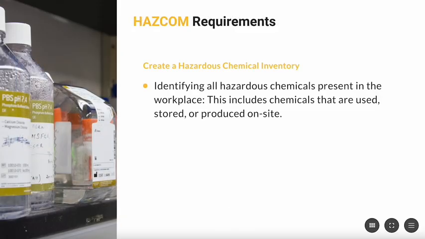One of the requirements of HAZCOM is to create a hazardous chemical inventory, which involves identifying all of the hazardous chemicals present in the workplace. This includes all hazardous chemicals that are used, stored, or produced on site. It is important to have a complete and accurate inventory of all hazardous chemicals in the workplace to ensure that employees are provided with the necessary information and training to work safely with these chemicals.